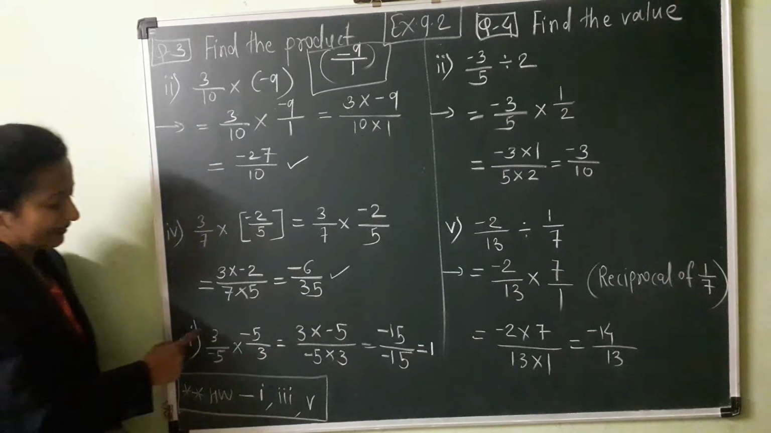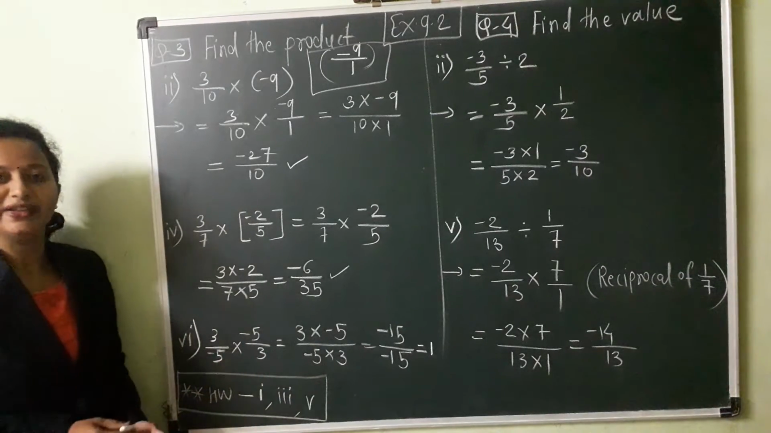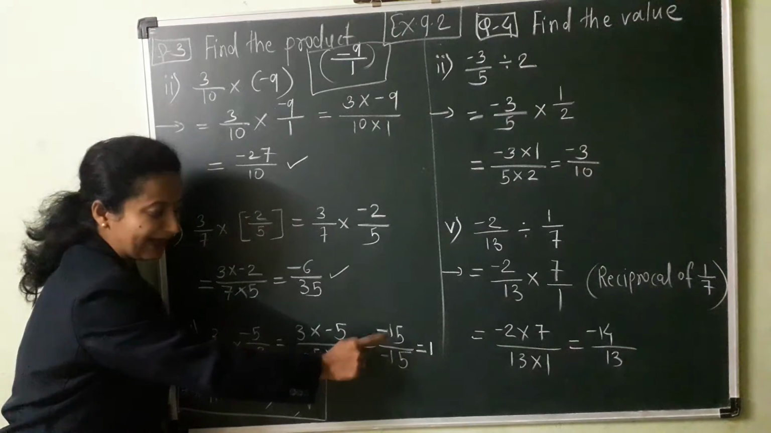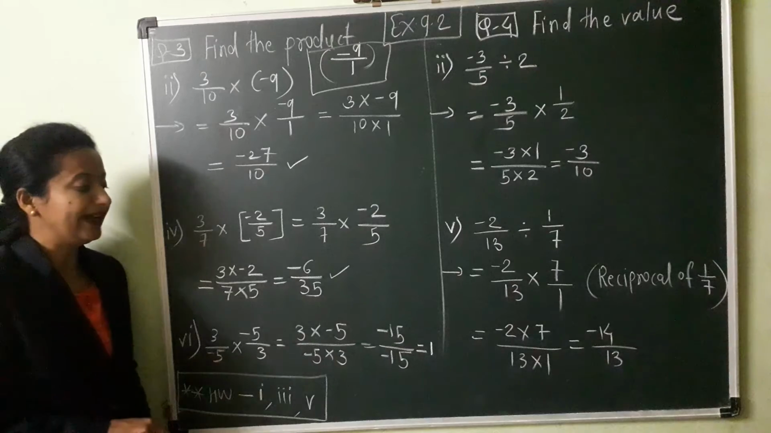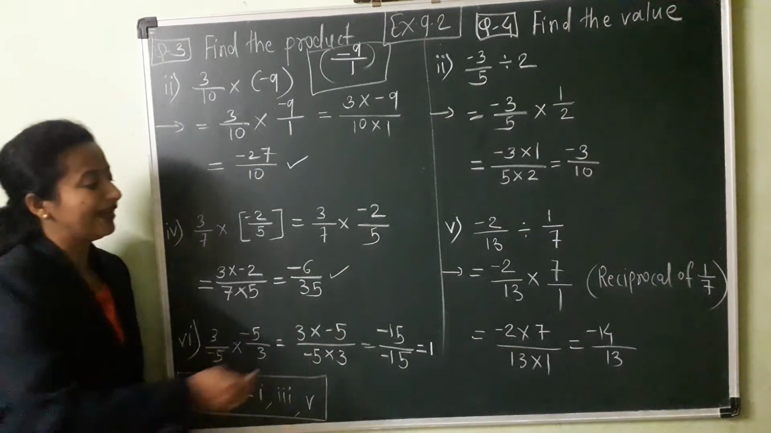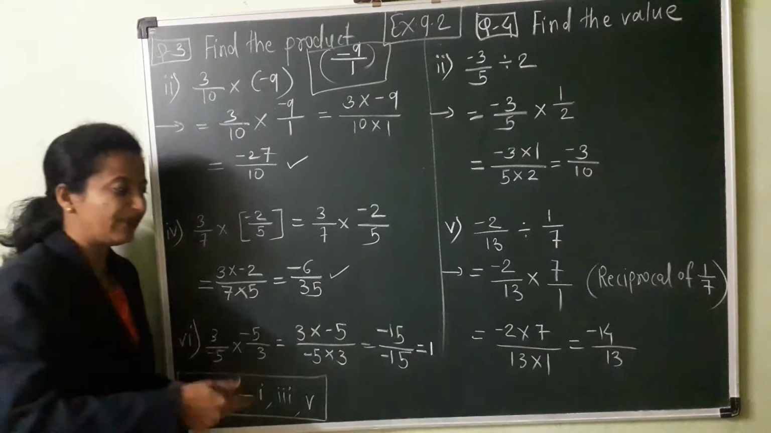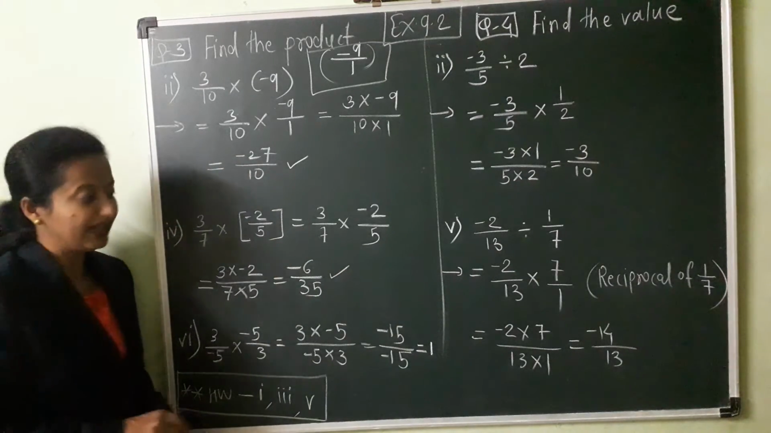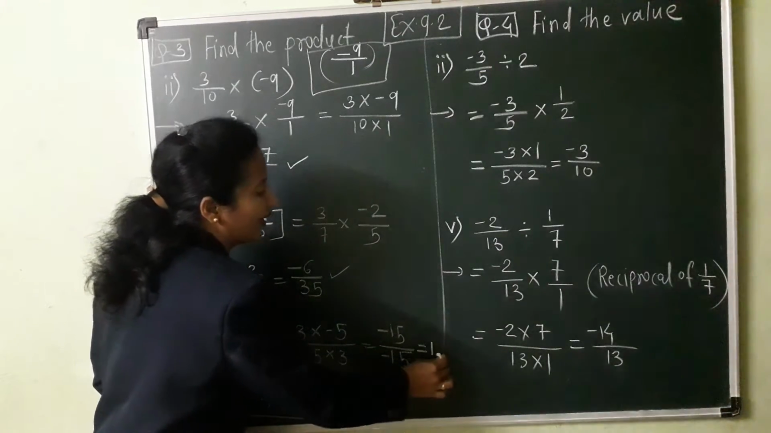One more sum: 3 upon minus 5 multiplied by minus 5 upon 3. Here 3 multiplied by minus 5 will be minus 15, and minus 5 multiplied by 3 will be minus 15. Right? Here you can see the numerator and denominator both have a negative sign, so it's a positive rational number. So obviously minus 15 upon minus 15 is equal to 15 upon 15. And when you divide 15 by 15, you will get the answer 1.